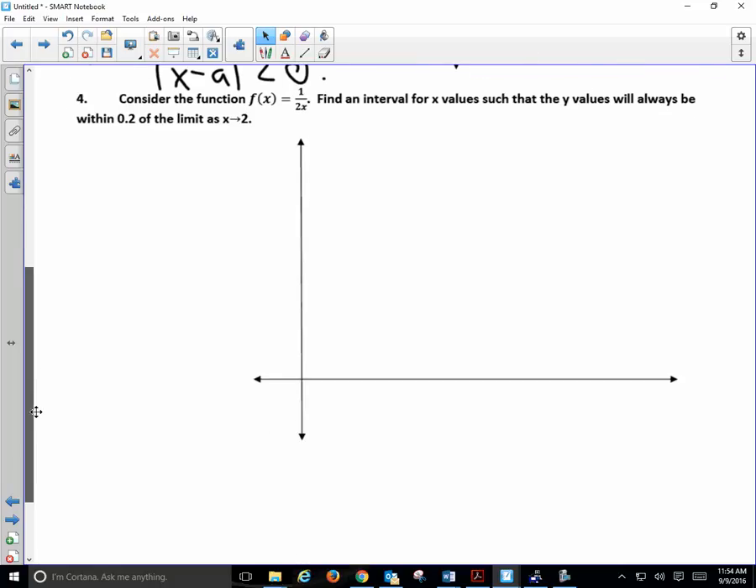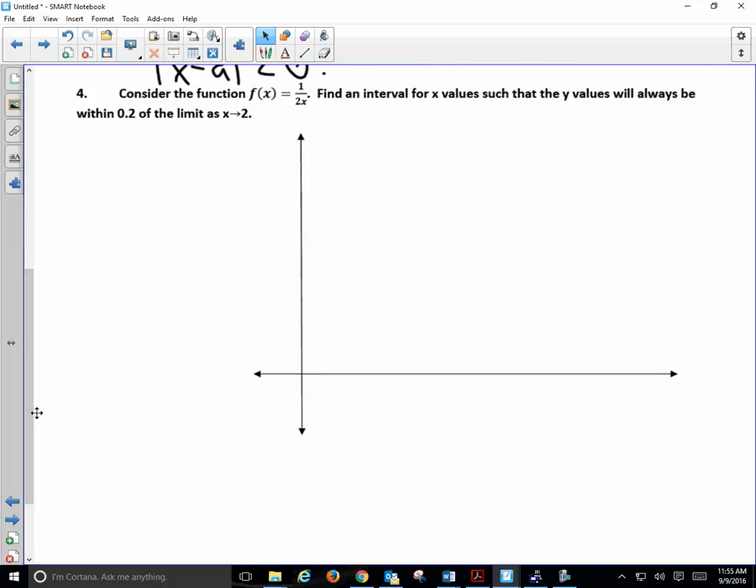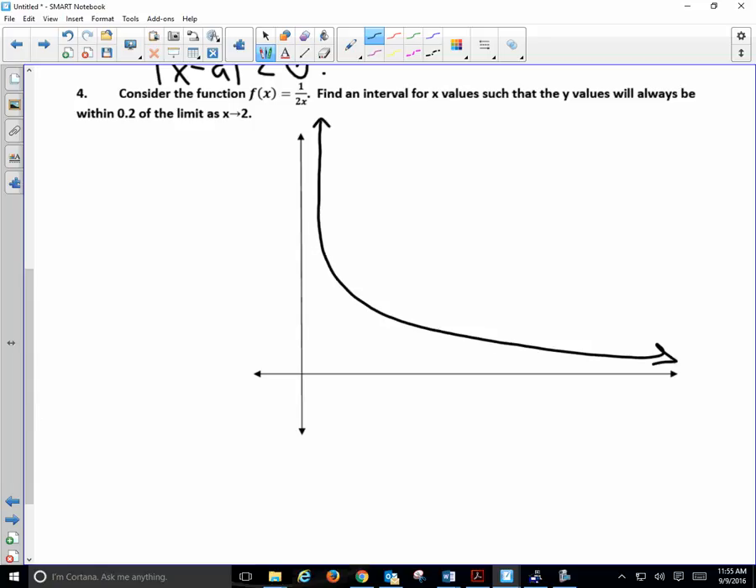And so today we're going to do an example that you will take and use for your homework assignment, which is a worksheet, and you'll have success with it. We're going to graph the function 1 over 2x, which looks like this. And it says find an interval for x values that will satisfy y values will always be within 0.2 of the limit as x goes to 2. As you see these type of problems, you always want to start by writing your limit. So we're going to state that the limit as x approaches what? What are we approaching? X is approaching 2 of the function. What is the function? 1 over 2x.